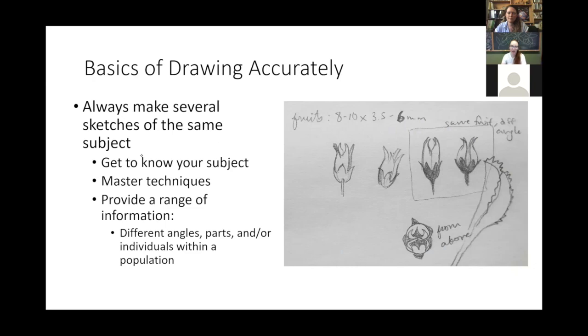So always make several sketches of your subject material. And here you'll see I drew this penstemon fruit from a couple different angles, including looking at it from above. This not only allows you to get to know your subject better, as well as practice drawing techniques, it also provides a range of information. You can see that the fruit is a little different shape depending on which angle you're looking at it from. So all those different angles and different parts of whatever you're drawing, it's good to include all that kind of information.